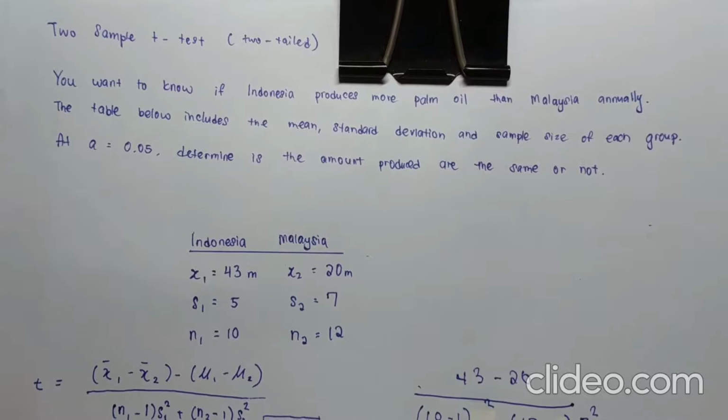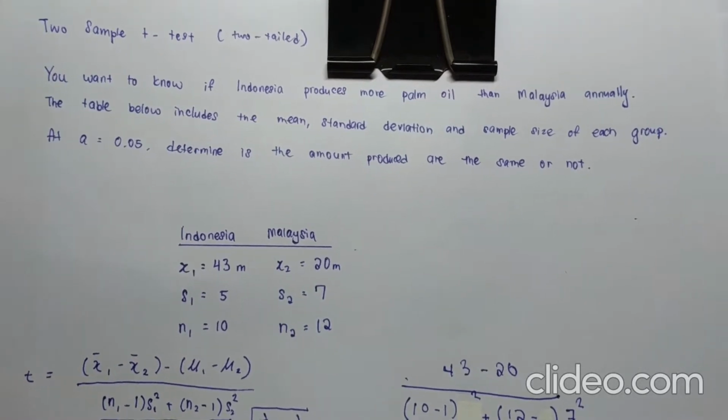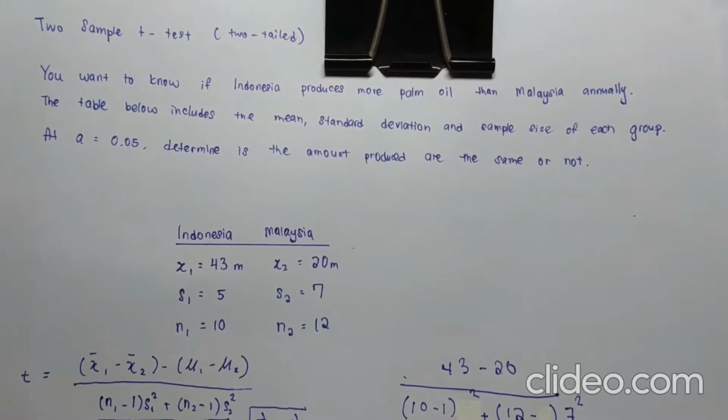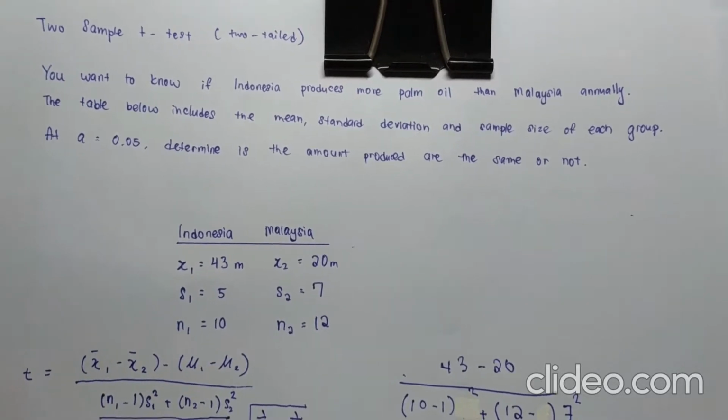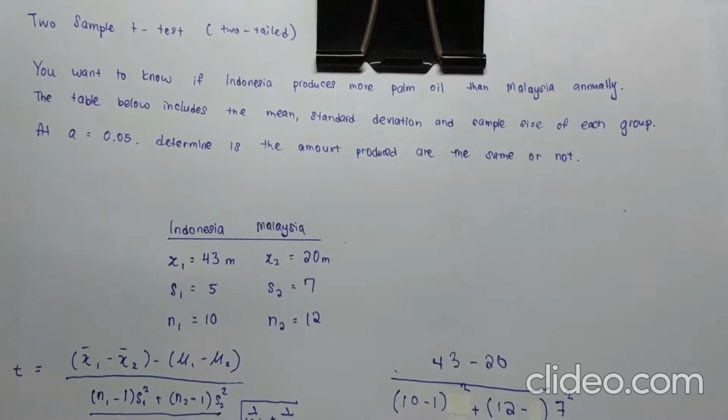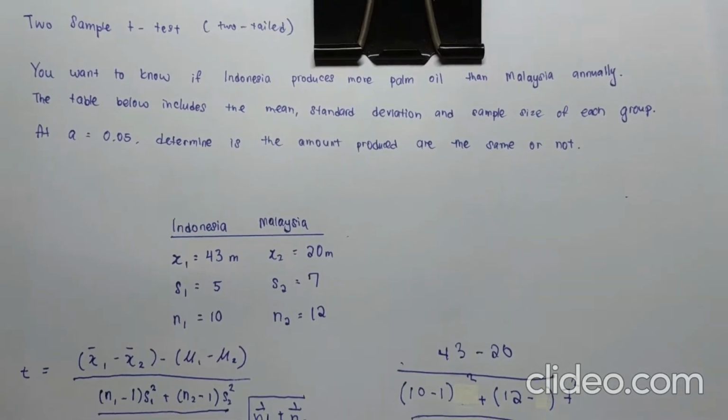So our example question is that you want to know if Indonesia produces more palm oil than Malaysia annually. The table below includes the mean, standard deviation, and sample size of each group. At an alpha of 0.05, determine if the amounts produced are the same or not.